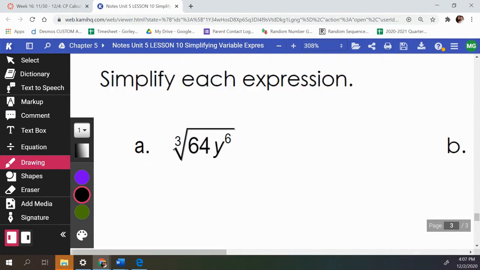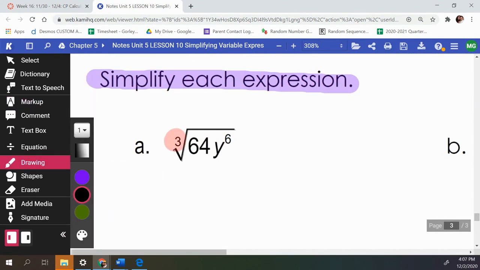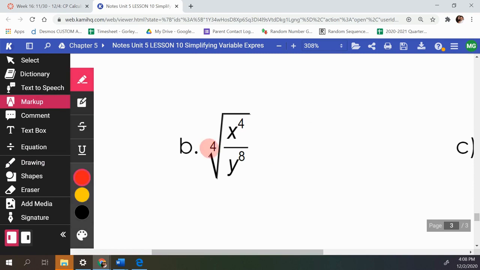Looking here, instantly I see that we have an odd root. So do I have to worry about anything? No, I don't have to worry about any absolute value. I just simplify. What is the cube root of 64? That's going to be 4. And what is the cube root of y to the 6th? 6 divided by 3 would be 2. And you'd be done.